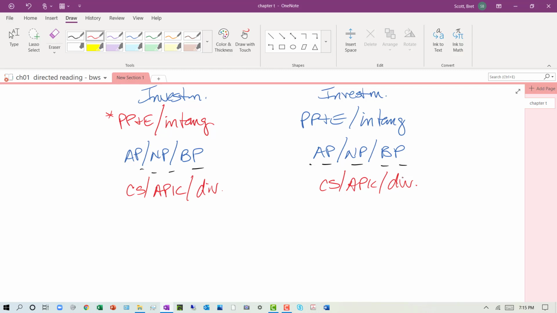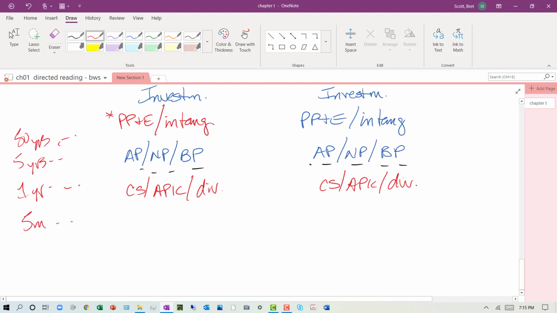In the problems I give you, I give you a list of historical rates. Say 5 years ago, 1 year ago, 50 years ago, 5 months ago. I will give you the historical spot rates. You just have to know which ones to apply to which accounts. So common stock, APIC, dividends: historical, generally.